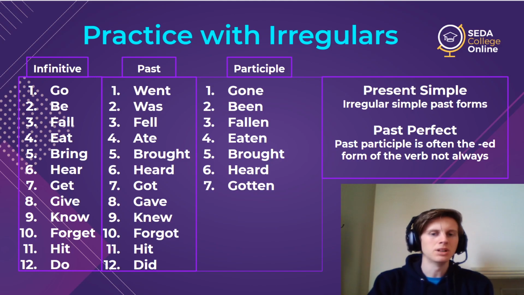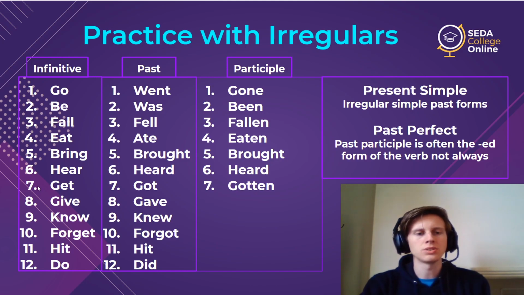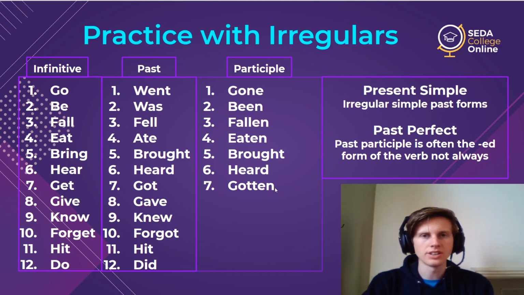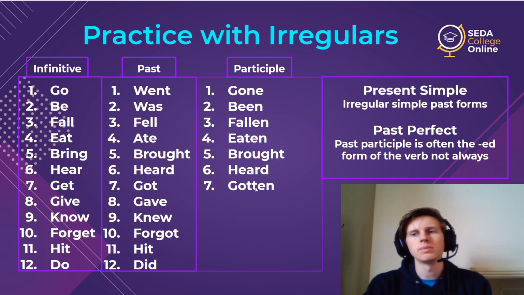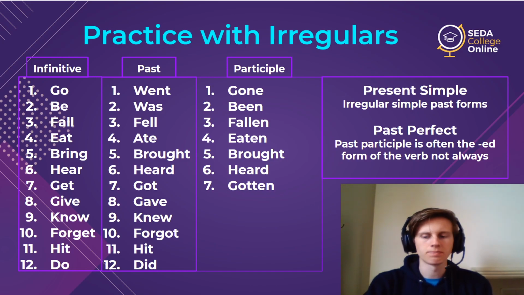Get, gotten. So gotten is American English. It's your choice. You can say get, got, gotten, or you can say get, got. English in the United Kingdom stays the same. American English still uses gotten, your choice. And then give in the past participle is given.